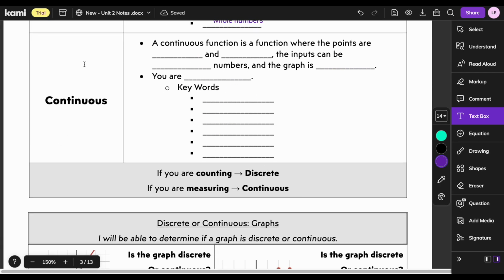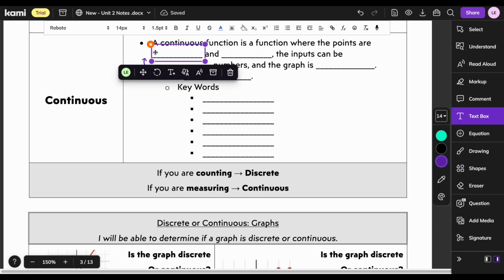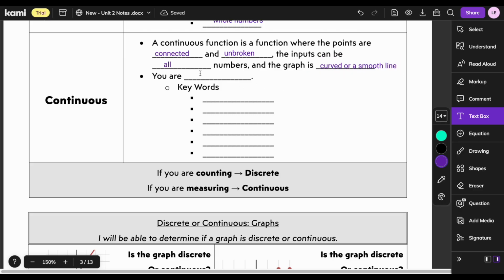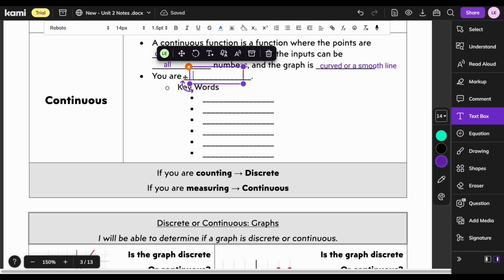Okay, going on to talking about continuous. A continuous function is a function where the points are connected this time and unbroken. The inputs can be all numbers, so any number you can think of can be put in it, and the graph is curved or a smooth line. When we're trying to determine from words, you are measuring. So anytime you're measuring, that is what you are looking for.